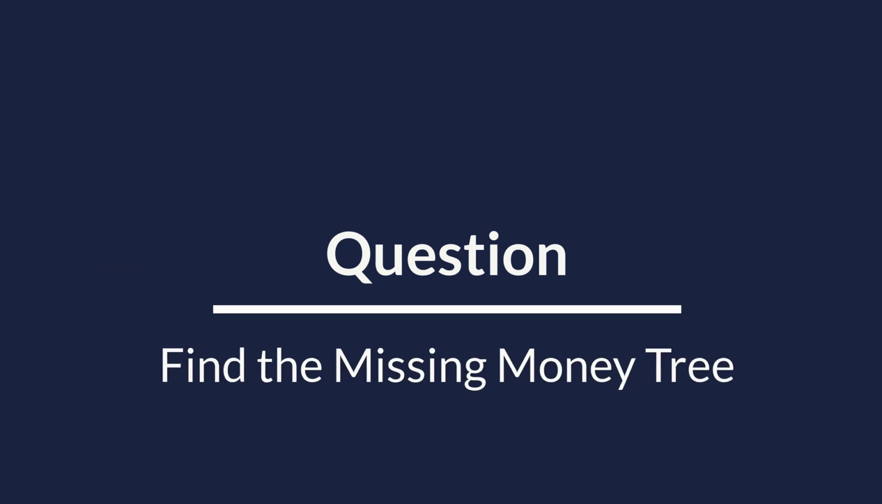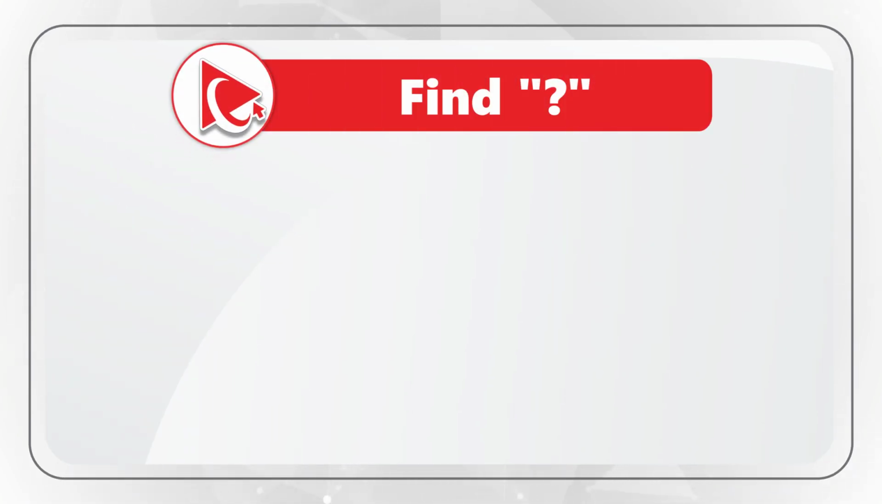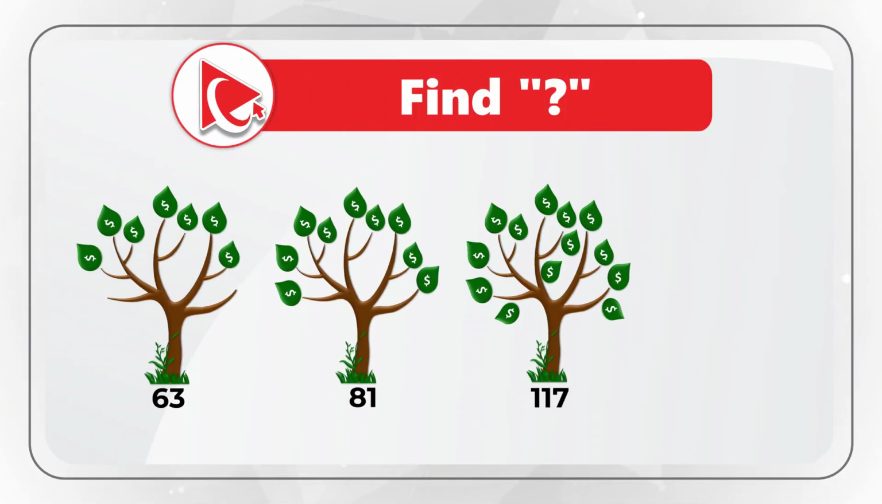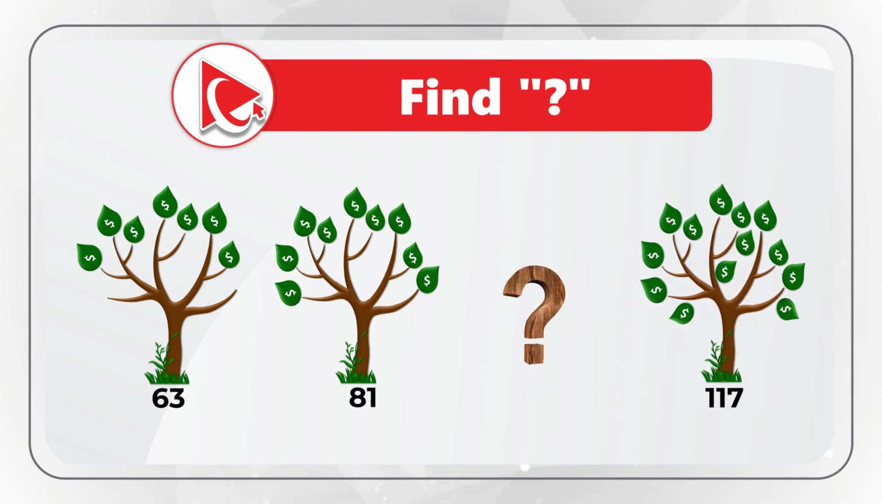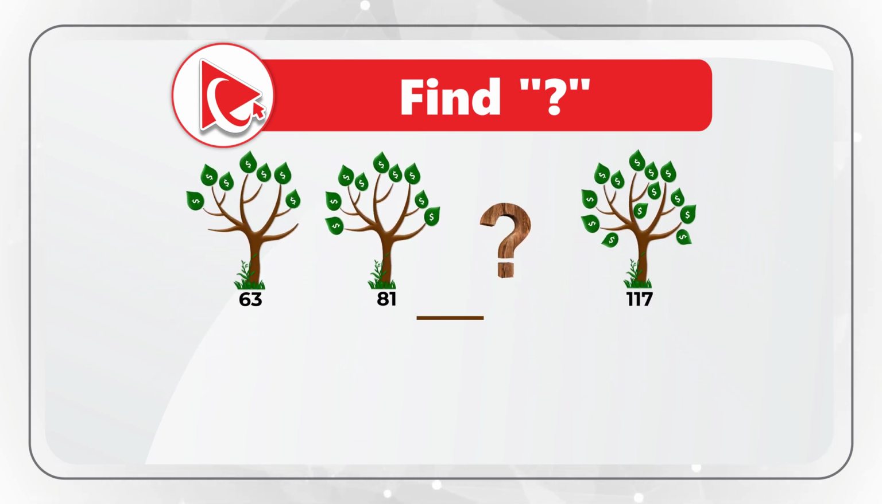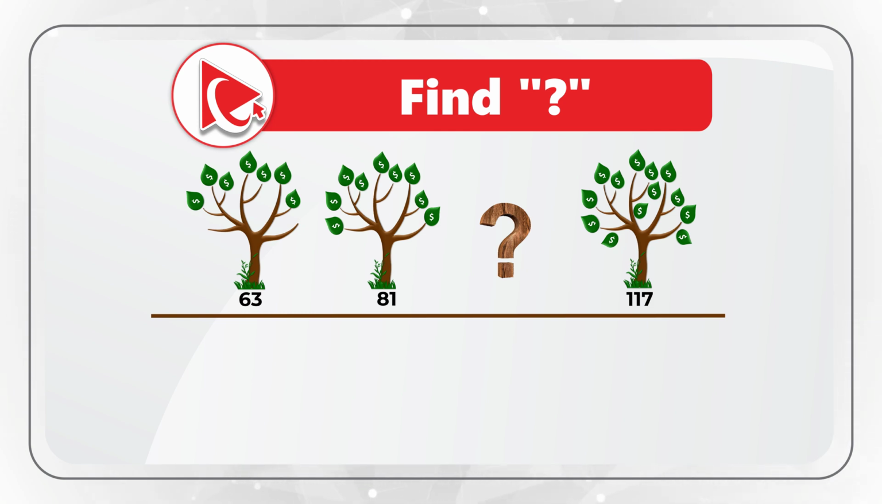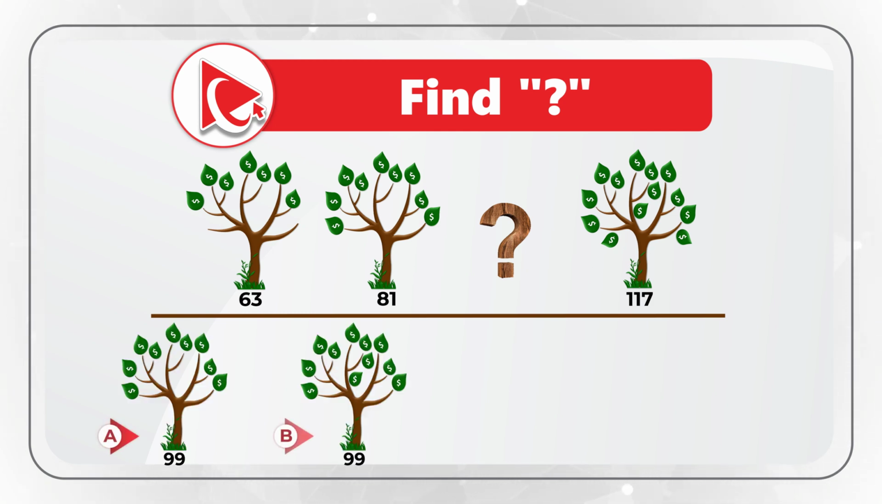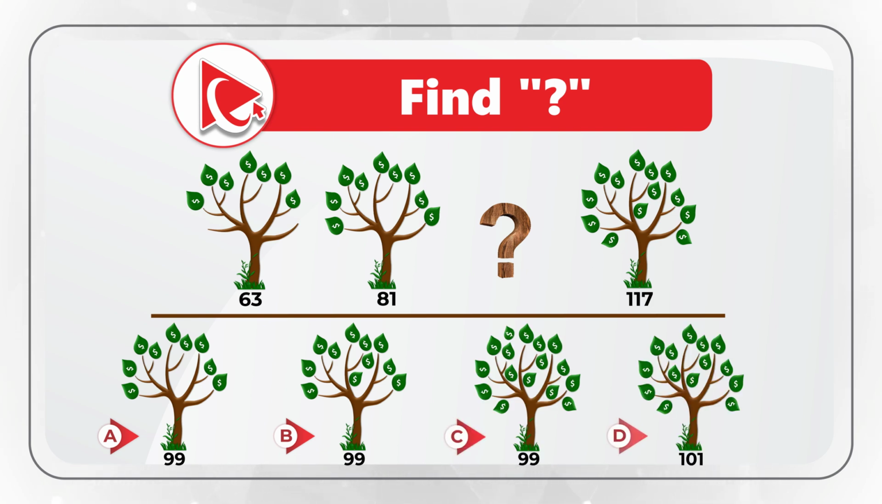Have you ever dreamed of finding the tree where money grows on the branches? Now is your opportunity. You're presented with 3 money trees, and the 4th one is missing. You have 4 different choices to choose from to find the correct money tree. Choices A, B, C, and D. Take a close look to see if you can find the right matching one.